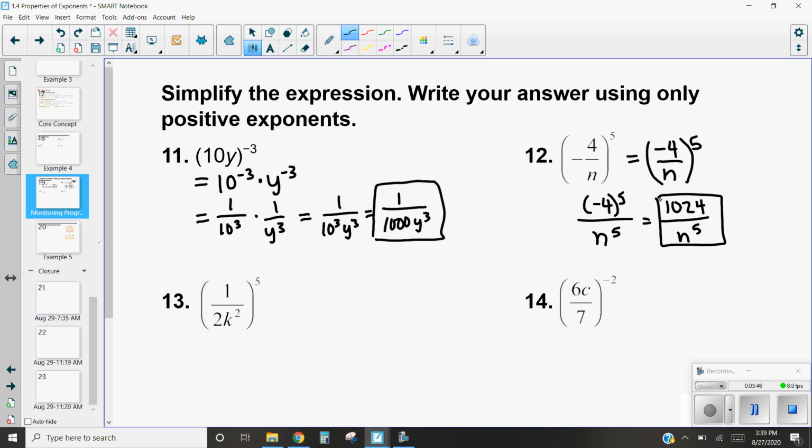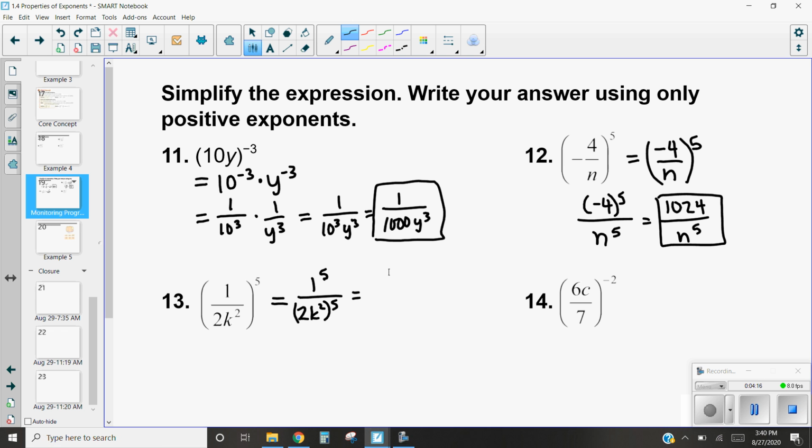Now, let's take a look at this next one. This is going to combine both what we learned today in this video and what we've learned in some other videos. So 1 over 2 times k squared to the power of 5. So we're going to break that up. We have 1 to the 5th over 2 times k squared to the 5th. Now this bottom part here, we're going to have to use the power of a product property as well as the power of a power property to get this figured out.